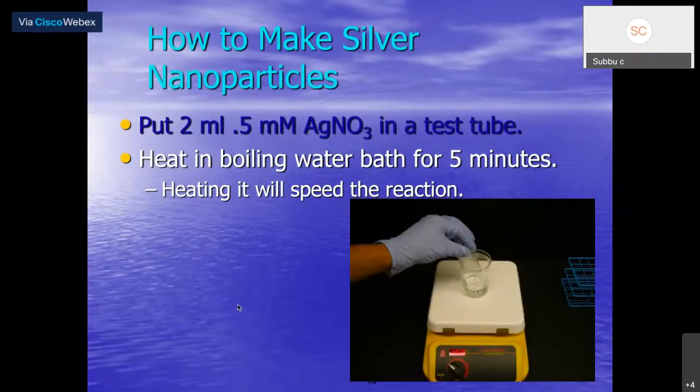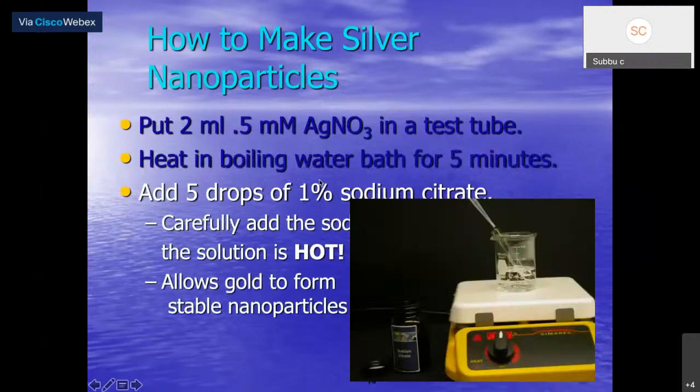Okay, take a beaker. On that, put hot water and heat it. Then you take silver nitrate, add some amount of silver nitrate to that. You can add, say, a little bit of sodium citrate. Okay, so you start heating it.